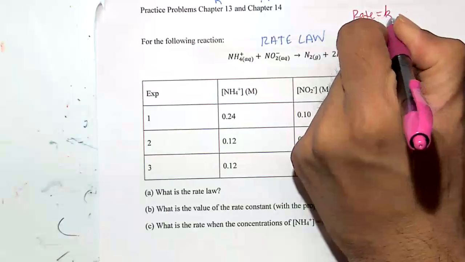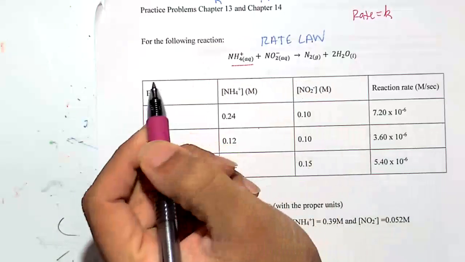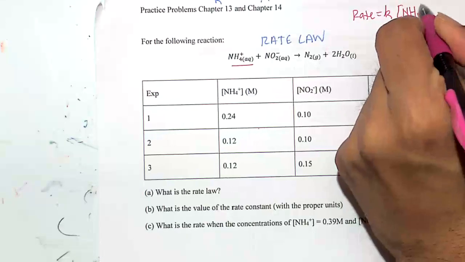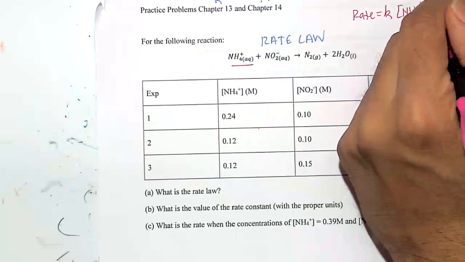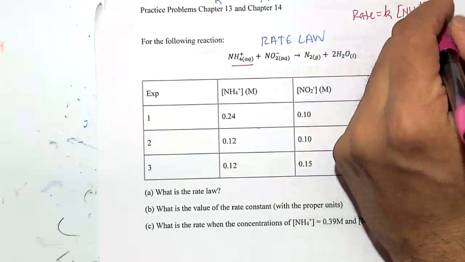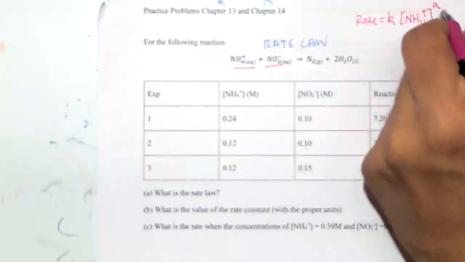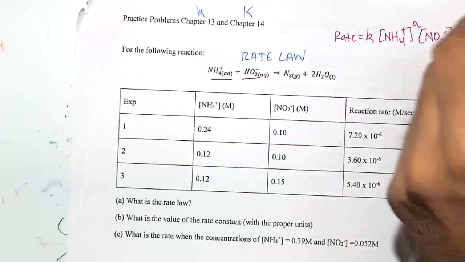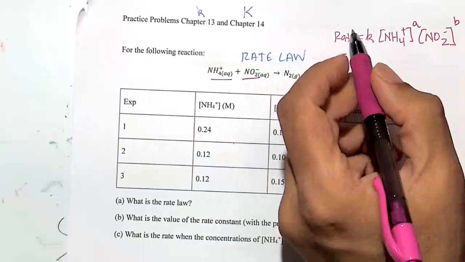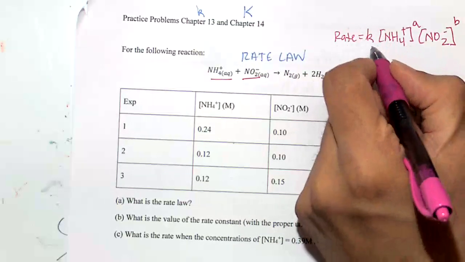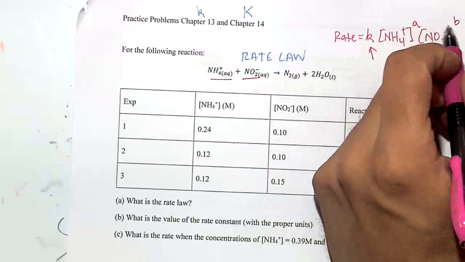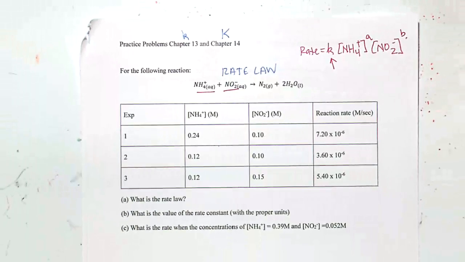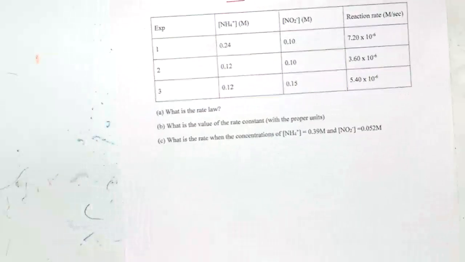Okay, rate is equal to K. So you start off with some concentration of reactant. This reactant is called NH4 plus, ammonium ion, and this is going to decay with some exponent A. And then the second reactant, how much you start off with, the initial concentration, is going to decay with exponent B. So our job in finding the rate law is to determine K and the exponent A and the exponent B, with the correct units.